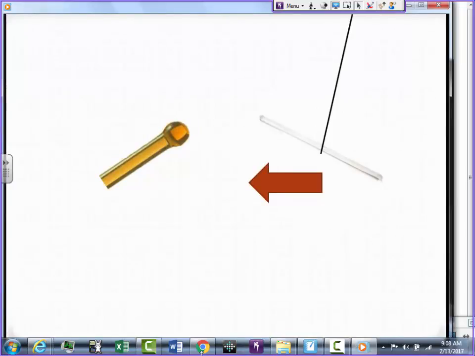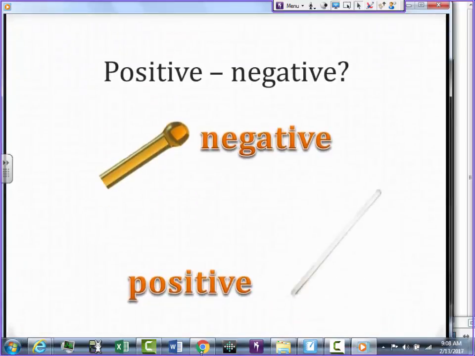If an amber rod, which was rubbed, was brought close to a dangling glass rod which was rubbed, the glass rod is attracted towards the amber rod. Therefore, the charge in the glass must be different from the charge in the amber. Franklin decided to say that the glass rod had a positive charge, and that the amber rod had a negative charge. We use ebonite today in place of amber.